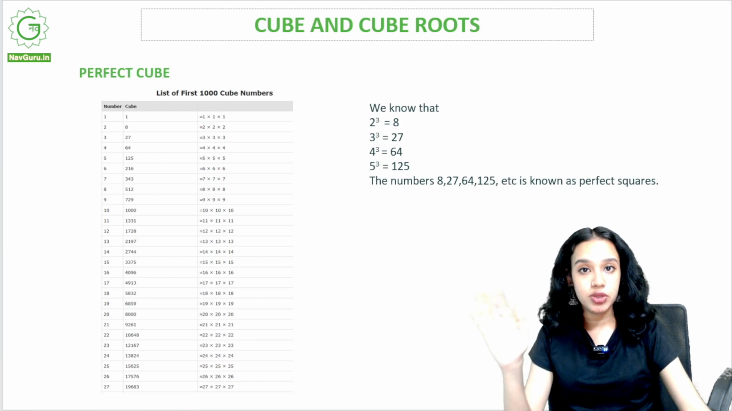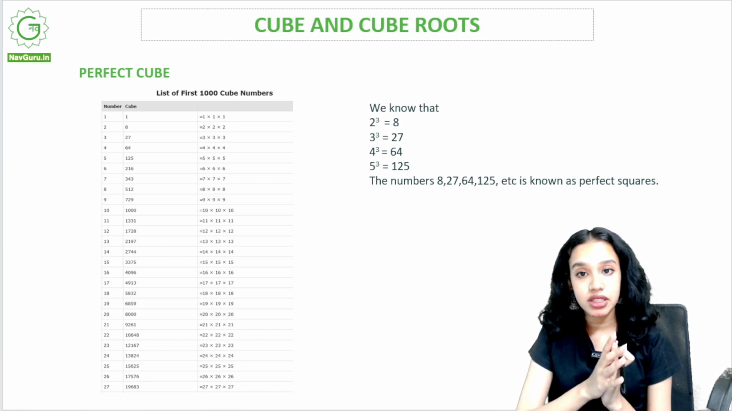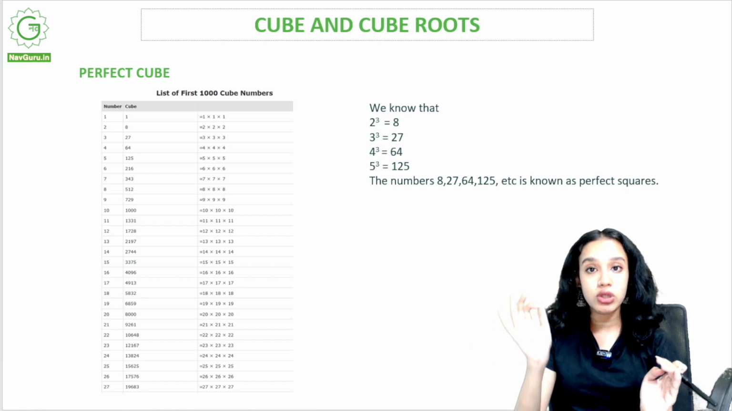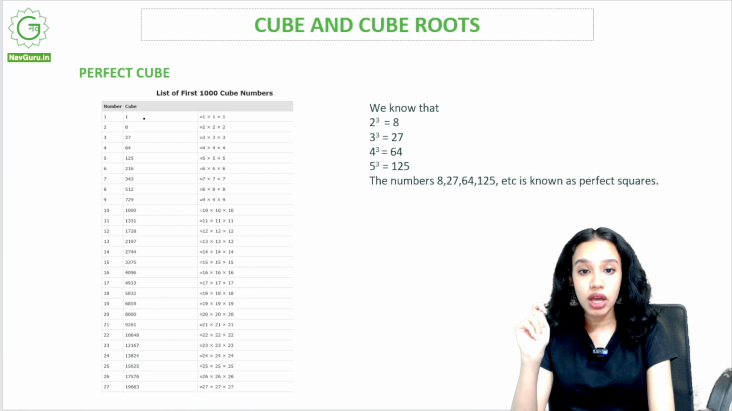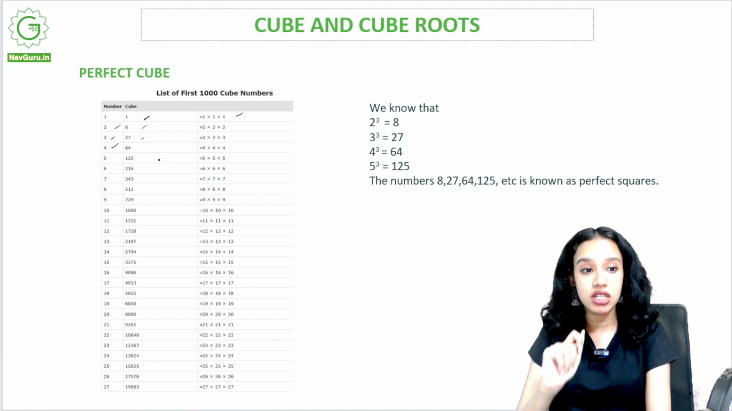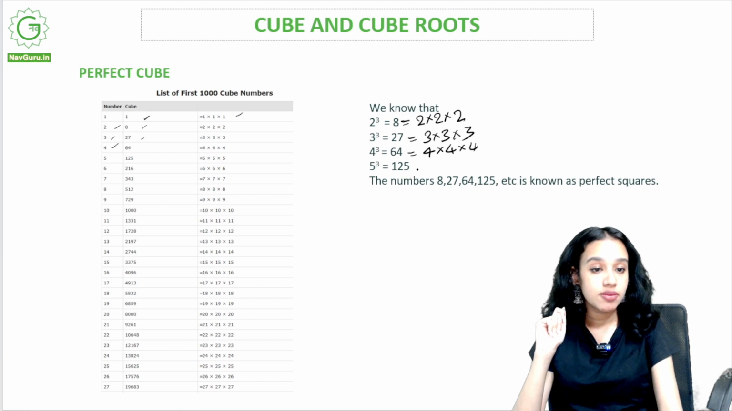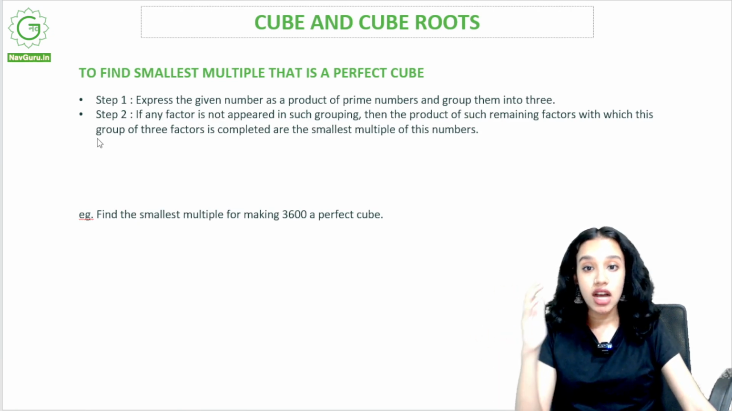Now let's move on to perfect cubes. So what are perfect squares in the first place? When we take a number and multiply it by itself, and we get a whole number, that number is called a perfect square. In the same way, a perfect cube is when we take a number, multiply it by itself 3 times, and we get a final result. That number is called a perfect cube. We could see some perfect cubes over here. We have 1 cube to be 1, 2 cube to be 8, 3 cube to be 27, 4 cube is 64, etc. So these numbers, 8 which is 2 into 2 into 2, 27 which is 3 into 3 into 3, 64 which is 4 into 4 into 4, and 125 which is 5 into 5 into 5 are known as perfect cubes, right?